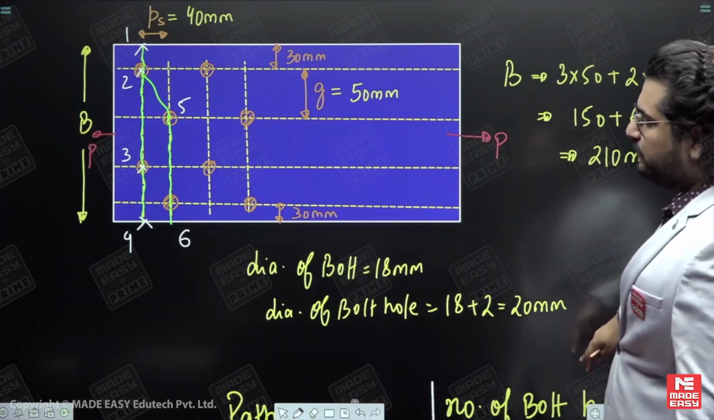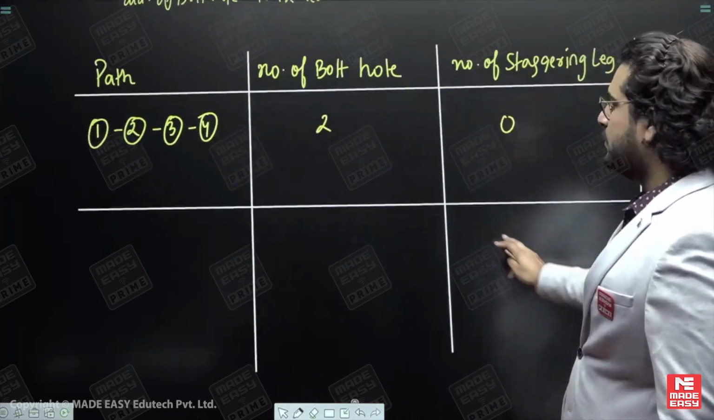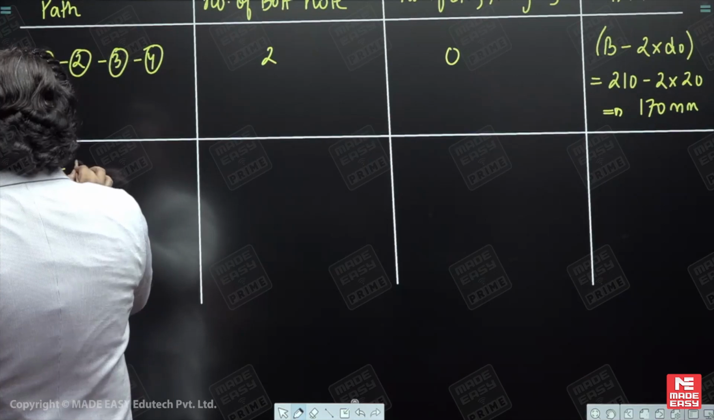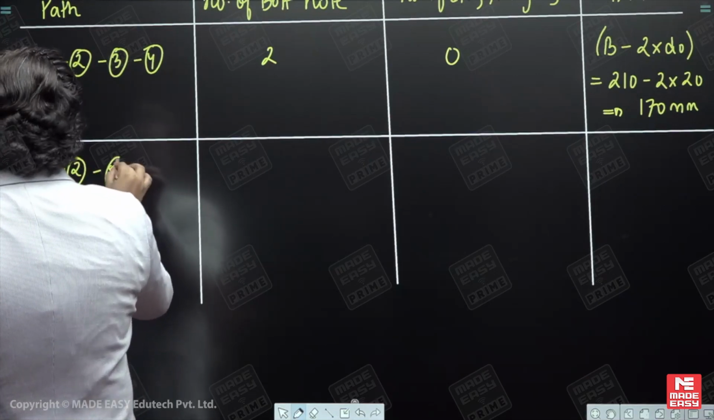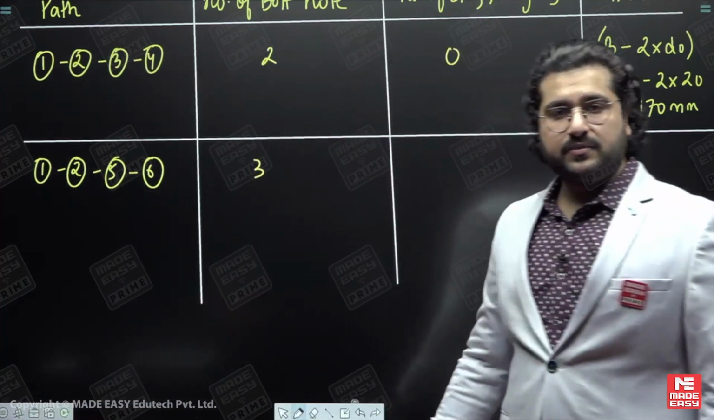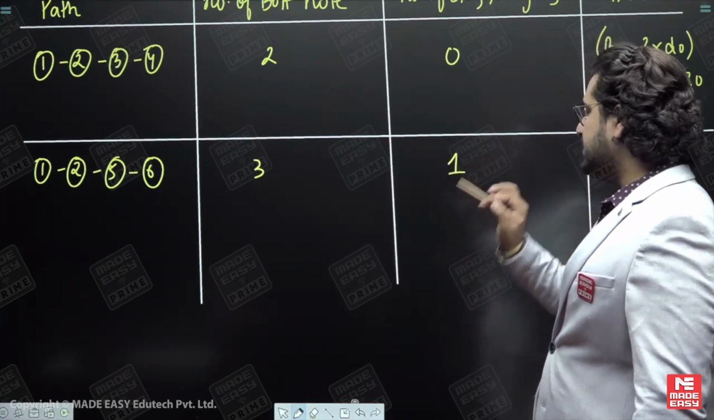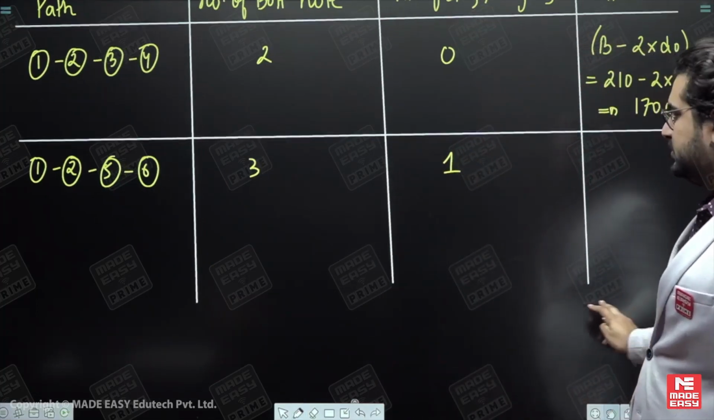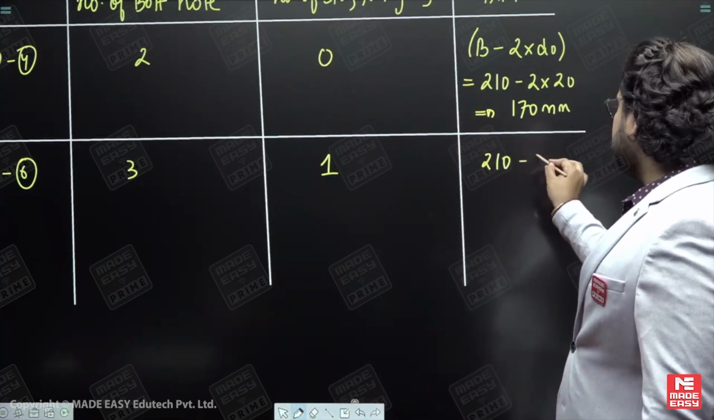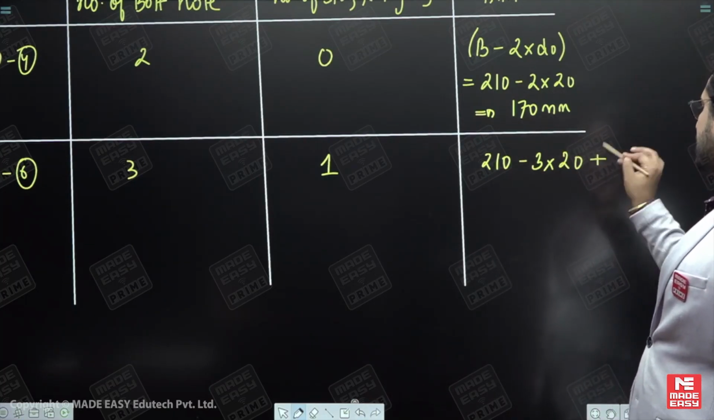So now we have considered 1, 2 and 5, 6. Along path 1, 2, 5, 6, how many bolt holes gone? 3. Is there any inclination? Yes, there was some inclination. There was one staggering leg. We have to add some value for this. So net width would be equal to total width minus the number of bolt holes gone, that is 3 times 20. But now you need to add something.